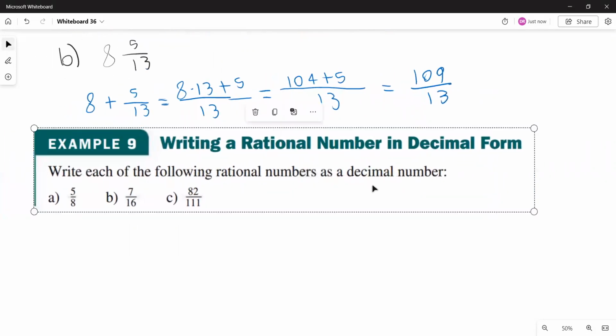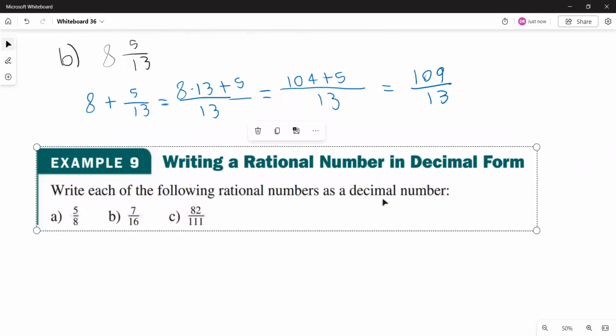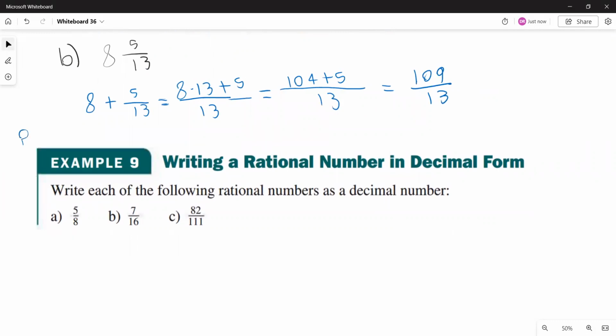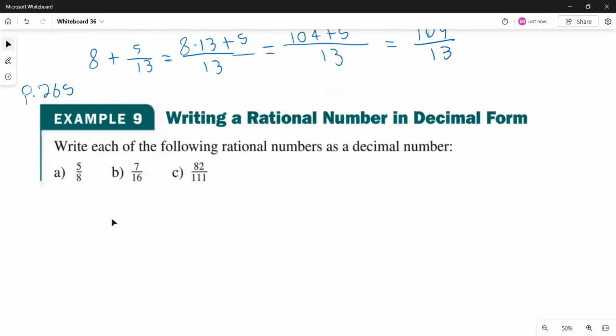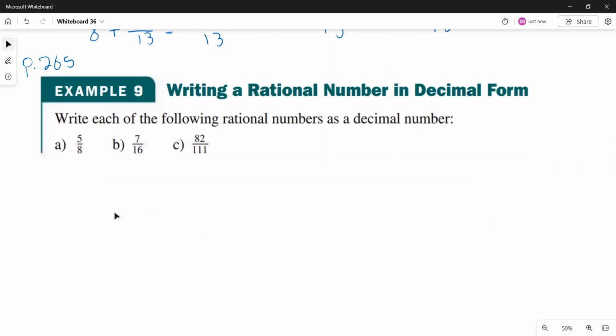Okay, we're going to write each of the following rational numbers as a decimal number. That's on page 265. Okay, so 5/8. We're going to do this with a calculator. Part A. So 5/8. Just put this in a calculator and you will find that this is 0.625.